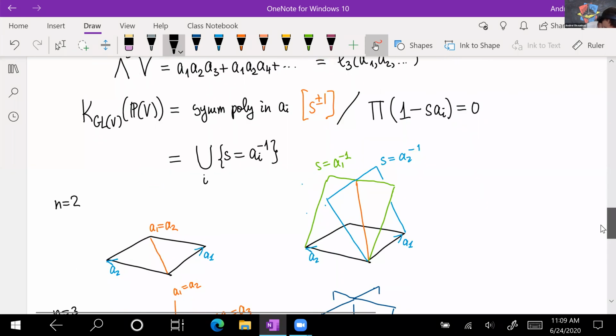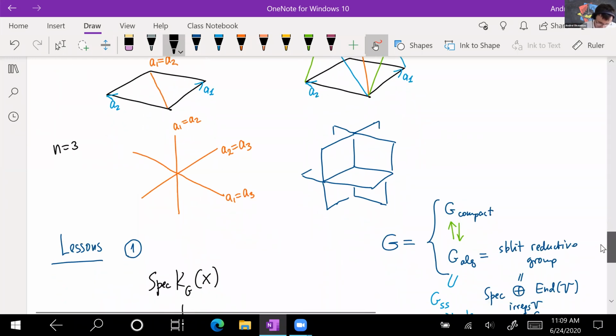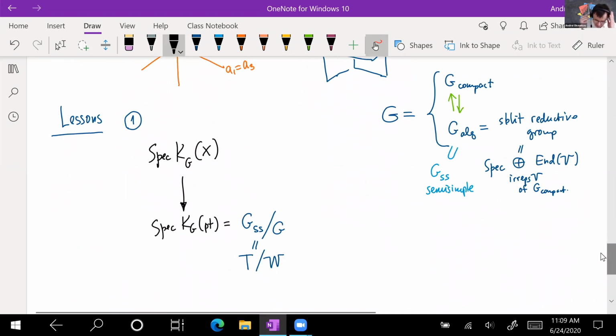When we had this picture here, there was a certain stratification. There was one generic stratum where all the eigenvalues were different. There was a stratum where two eigenvalues came together, and then a stratum where all of them came together, and the spectrum of equivariant K-theory looked different over the corresponding points. And so what is the stratification?